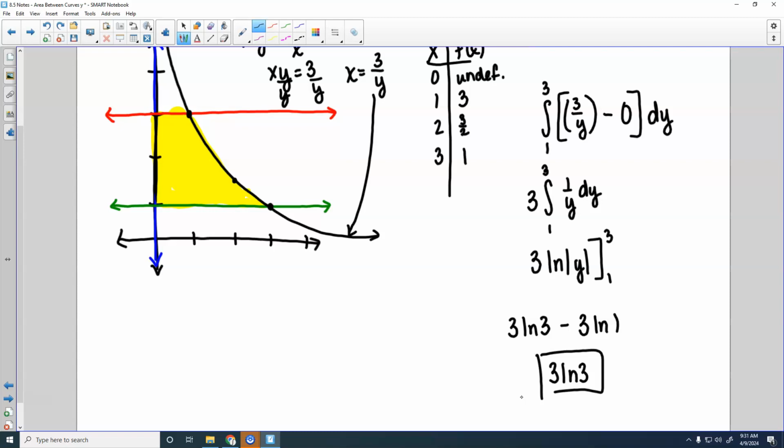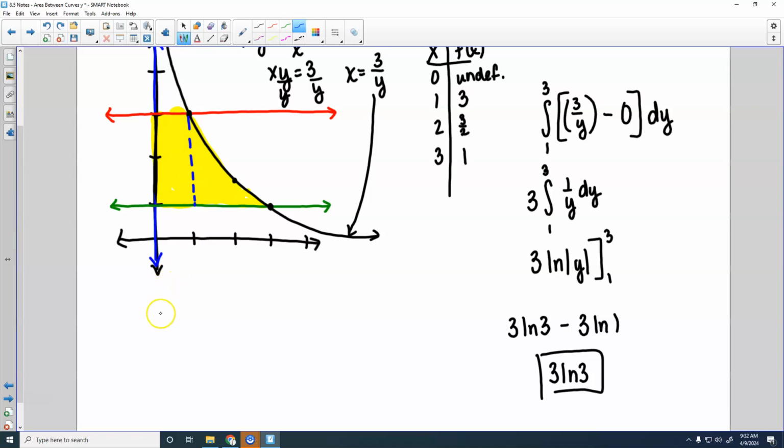Okay, questions? Now let me just show you really quickly. You can do this with x's. I want to kind of point that out. You can do this with x's, but it's going to be harder to work out. It's going to take you more work. If you do it with x's, you got to split it right here, okay? Because you have a different top function.